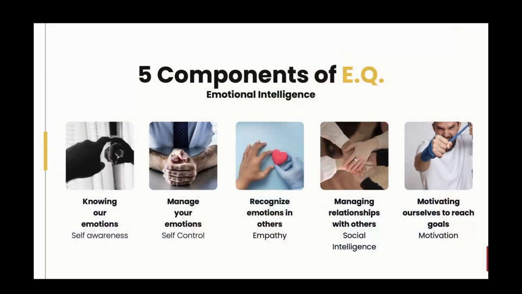One of the components of emotional intelligence is knowing our emotions, being aware of our emotions, managing our emotions, which are critically important in order for us to have comprehensive self-control, recognizing emotions in others, which is important for us to have empathy, which is a part of emotional intelligence, managing relationships with others, which is part of our social intelligence, and then finally motivating ourselves to achieve our goals. Those are the 5 components of emotional intelligence.